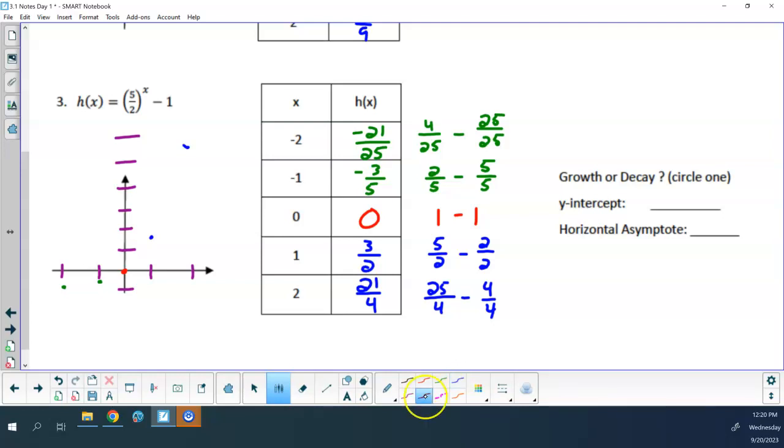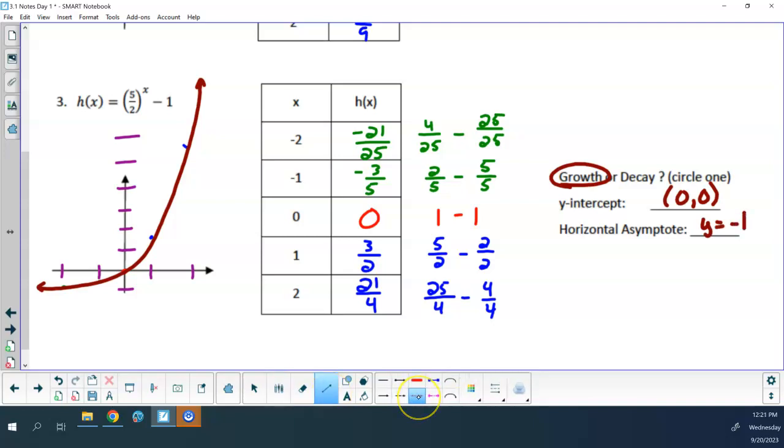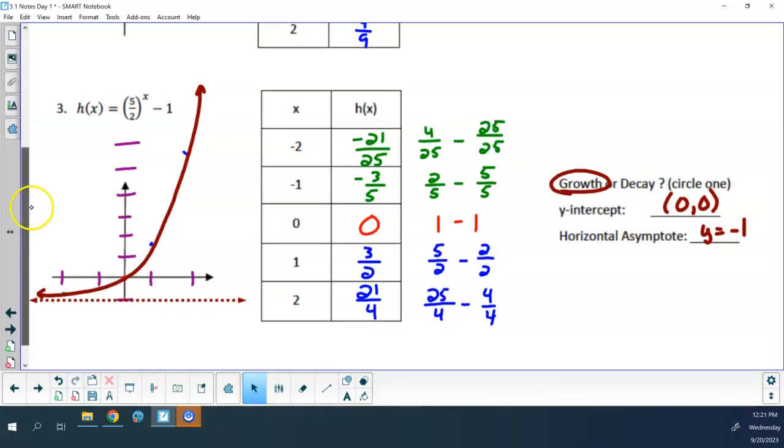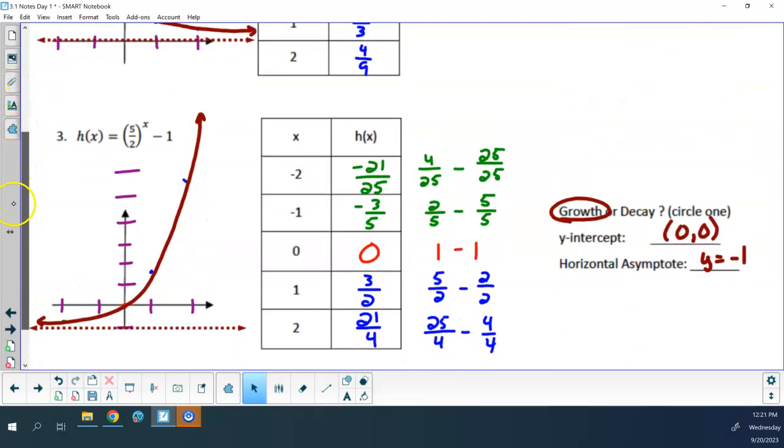So it would grow like this. My y-intercept would be 0, 0. This one would be a growth. And my horizontal asymptote would shift to y equals -1. I might have forgotten to circle the K, if I did. Okay?